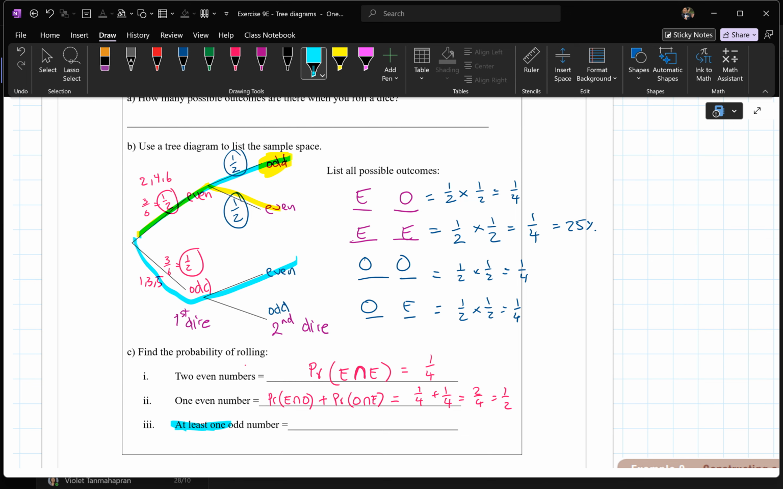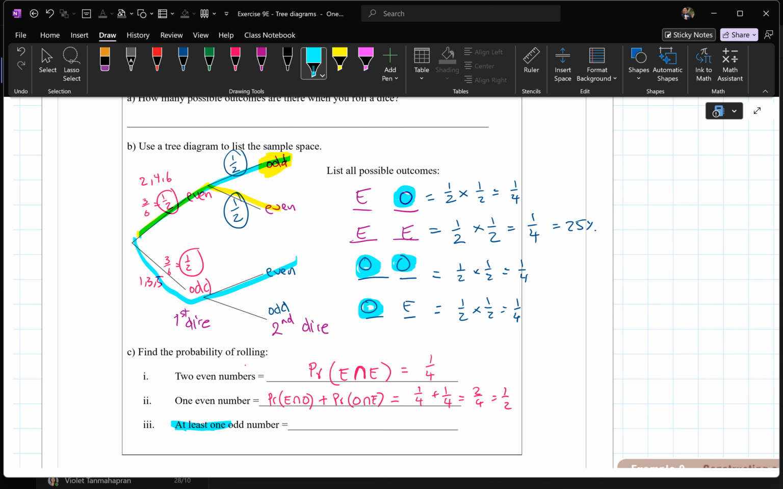Very good. So I said at least one, so it could be one or more. So this has one odd. This has one odd, but because we said at least one, you should also consider this option as well. So this one has at least one odd. This has at least one odd. This has at least one odd. That's the only one that doesn't have any odds at all. So you actually got 3 out of the 4 options there.